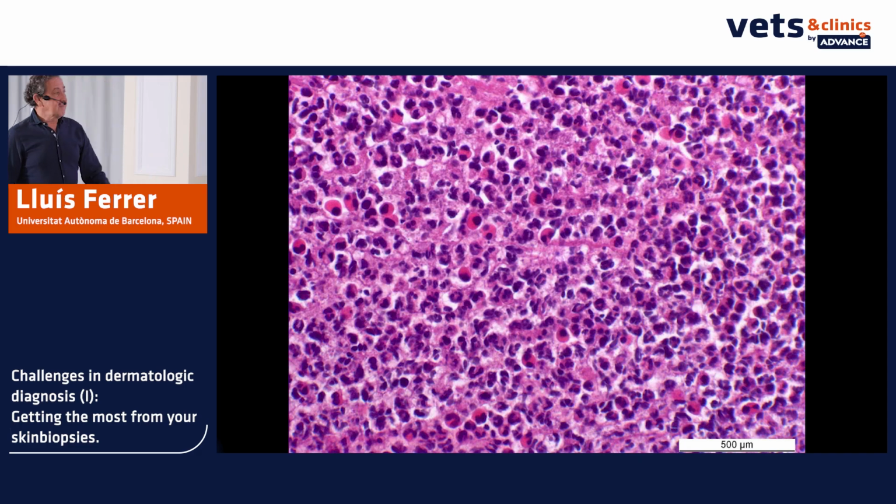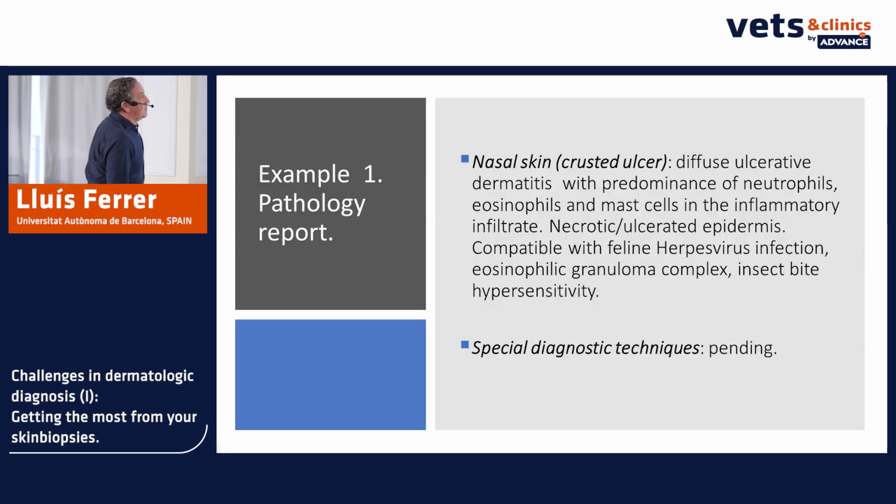The pathologist made this report. Crusted ulcer, diffuse ulcerative dermatitis with predominance of neutrophils, eosinophils, and mast cells in inflammatory infiltrate, necrotic ulcerated epidermis. Compatible with feline herpes virus infection, eosinophilic granuloma complex, insect bite hypersensitivity, the same that we put microscopically.